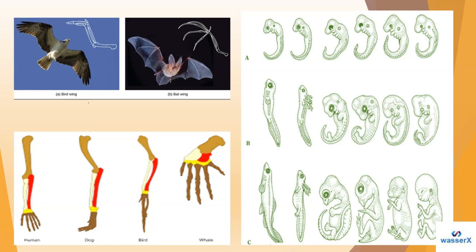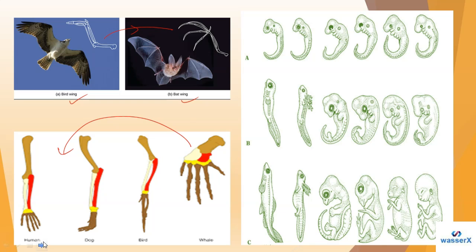So here in this picture, students, as you can see, the first one is the bird's wing, and this is the bat wing, which look quite different from each other, but the functions are the same here. So we call these analogous organs. When we say analogous organs, they look different but the functions are the same. But when we say homologous organs, they look similar, but their functions are different.